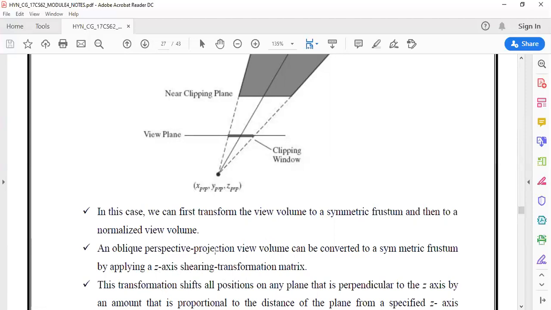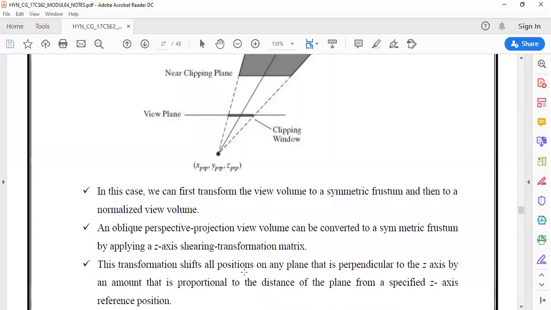You have already studied reflection and shearing. We have discussed different types of transformations like translation, rotation, scaling, reflection and shearing. Shearing keeps one axis constant and changes the other, as in x shear and y shear. That means I can convert my square to a parallelogram. We have seen that example for x shear and y shear. In the same way, in order to convert my oblique perspective projection to a symmetric perspective projection, I am applying a z-axis shearing transformation matrix.